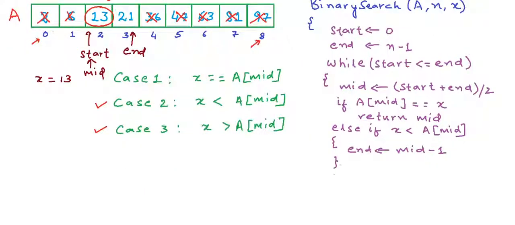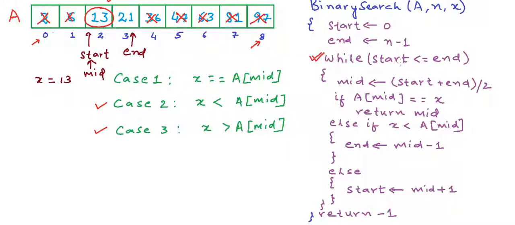And in the third condition, which will be x greater than the middle element, which will be the default condition after these two if and else if, we need to discard all the elements with index less than or equal to mid. So our start becomes mid plus 1. And if we exit this while loop without returning anything, then we return minus 1, which will mean that we were not able to find the element x in the array.